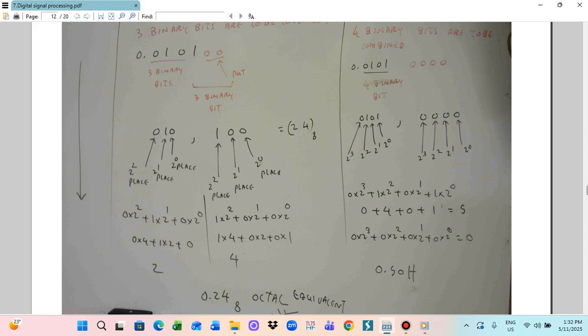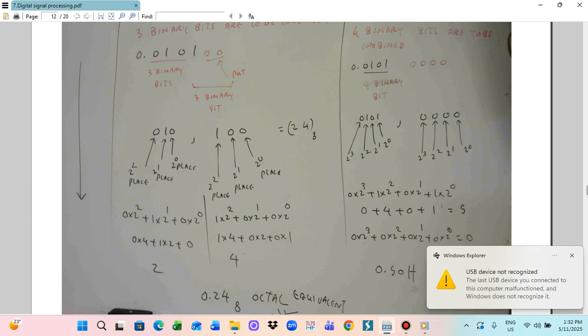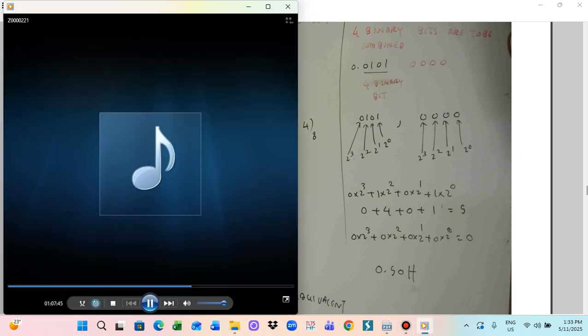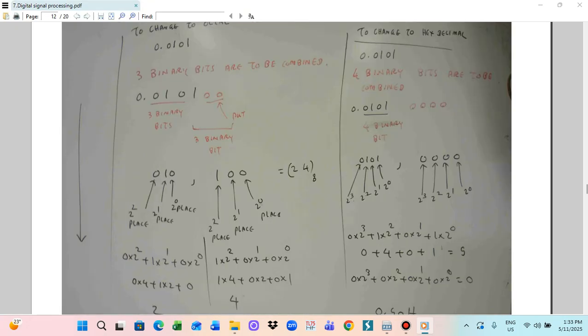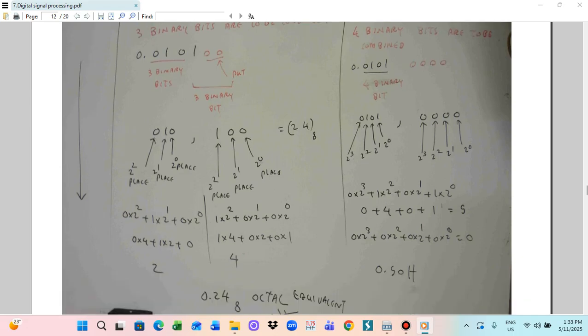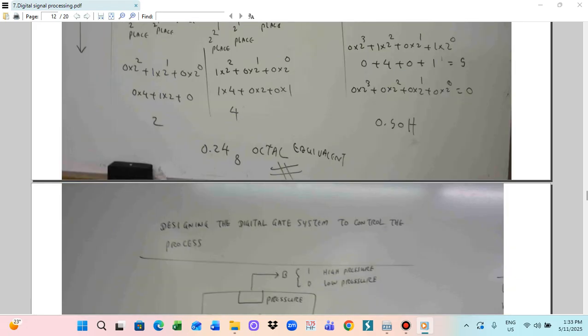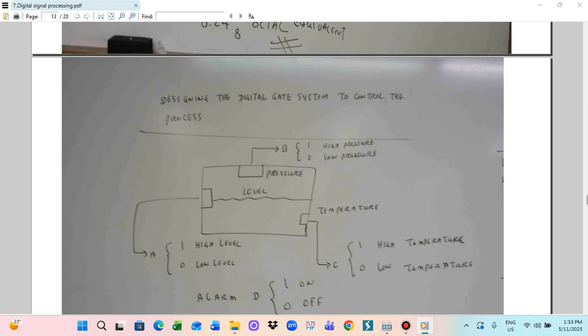For the second group, 0 times 2 power 3 plus 0 times 2 power 2 plus 0 times 2 power 1 plus 0 times 2 power 0. Everything is 0, so we get 0. So this is 0.50 in hex. This is how we convert to the hexadecimal system: 0.0101 is equal to 0.50 in hex.